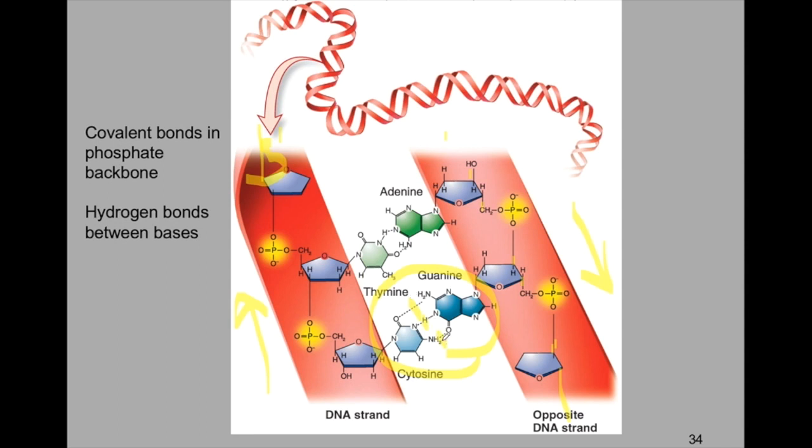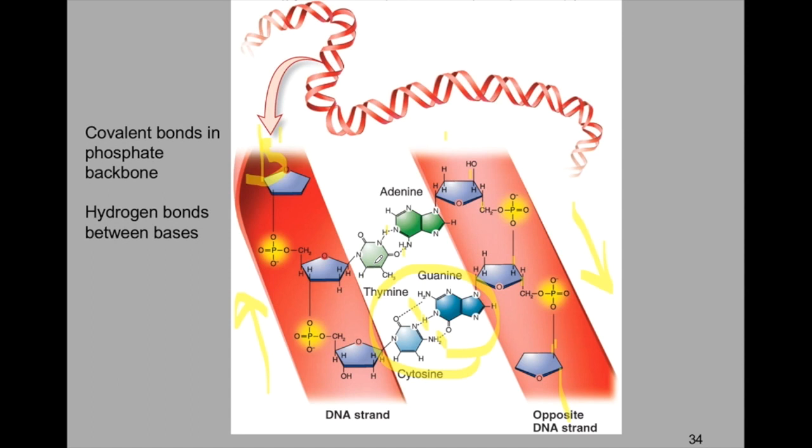We have 3 hydrogen bonds between guanine and cytosine, and we have 2 hydrogen bonds between adenine and thymine. And when we get into Unit 3, we will see why it's important that there are some differences in these hydrogen bonds and the structural purpose that serves.